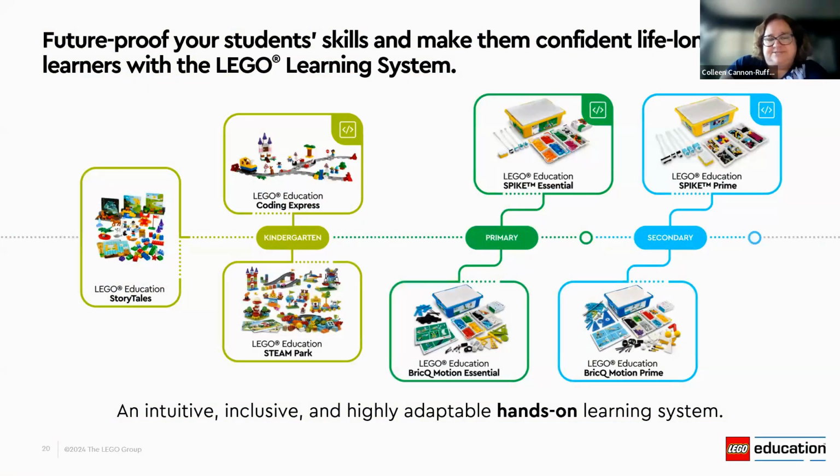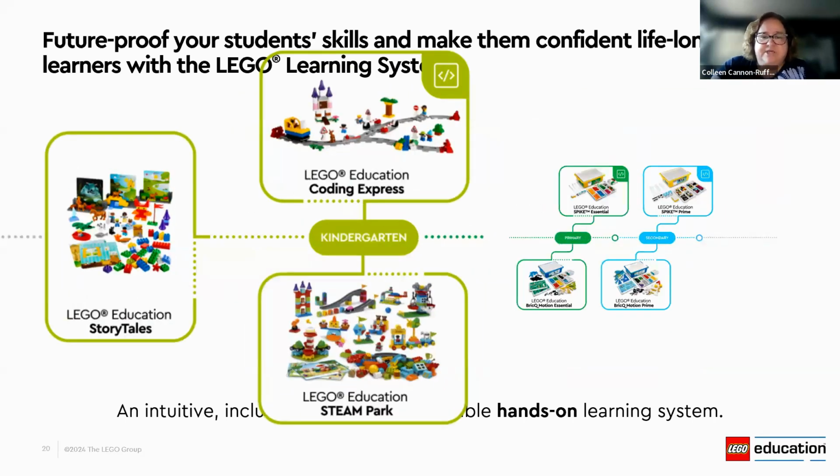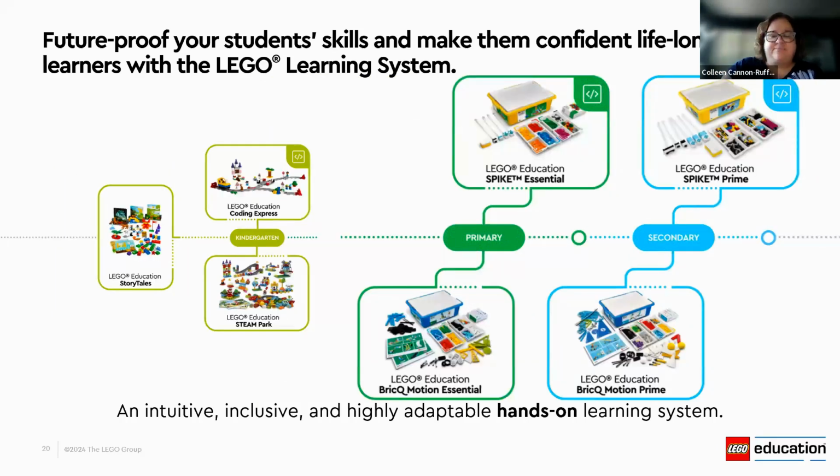Our learning system starts in the early learning area, right? In the story with kindergarten and pre-kindergarten, with our solutions of Story Tales, Coding Express, and STEAM Park. From there, it moves into the primary level with Spike Essential and Brick Motion Essential, those two that are in the green in the middle. And then from there, it moves into our secondary level, 6, 8, and beyond, I like to say, into the Spike Prime and the Brick Motion Prime.